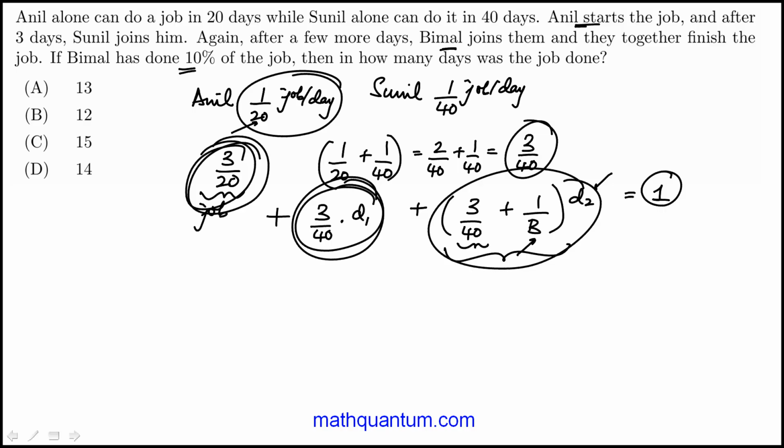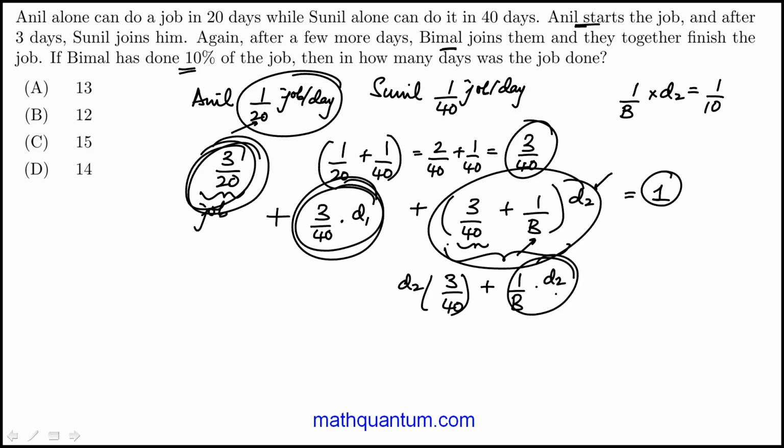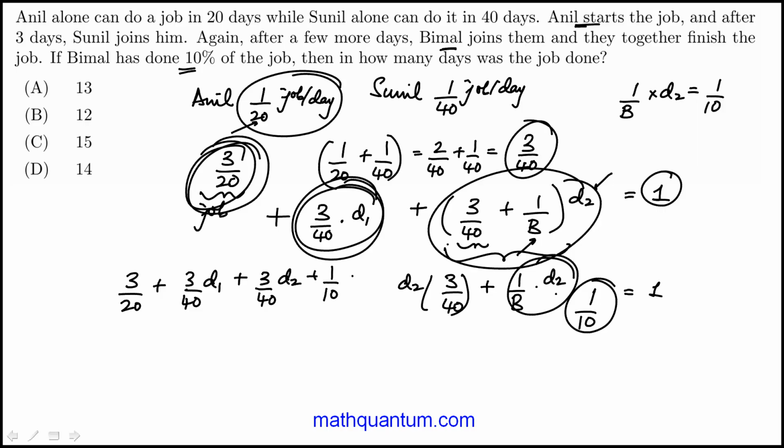Now we're told that Bimal has done 10% of the job, which means that the rate of Bimal times the number of days is equal to 1/10 of the job. So that piece, if I rewrite this, is really 3/40 times D2 plus 1 over B times D2. So that piece is really 1/10. You could have done that directly, saying Bimal's contribution was 1/10, which means the rest of them did 9/10. So if I rewrite this entire equation, I have 3/40th D1 plus 3/40th D2 plus 1/10 equal to 1.